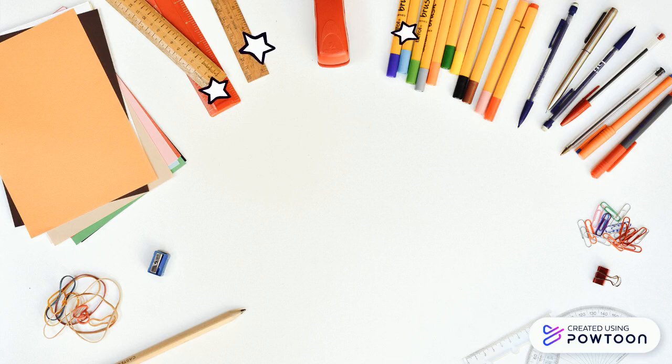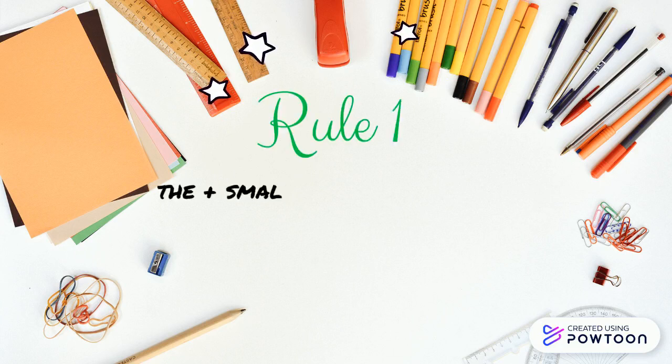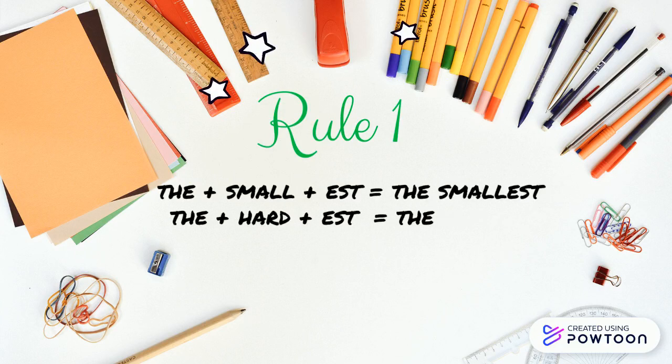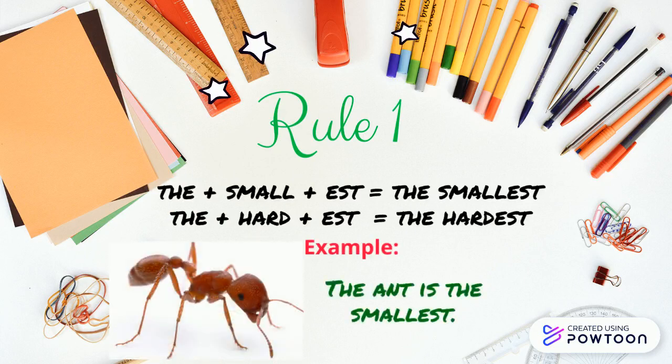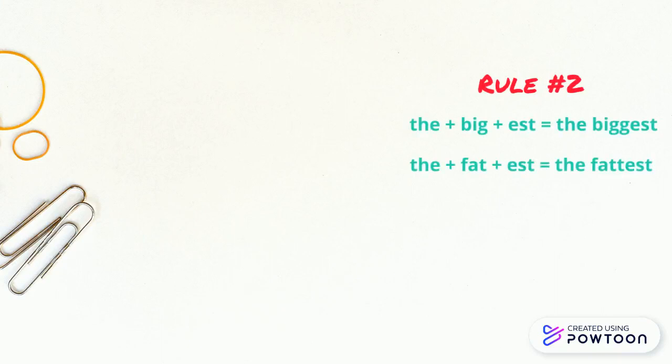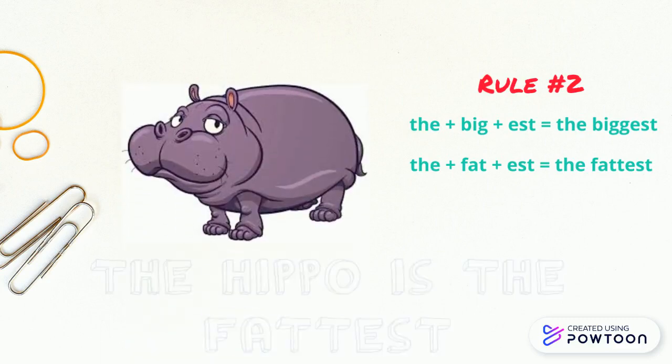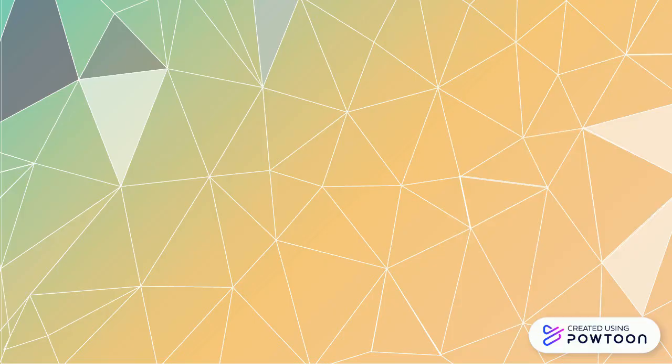Let's see the rules of superlatives. Rule number 1. For a one-syllable adjective, you just add "the" before the adjective and -est at the end of the adjective. For example, the ant is the smallest. Rule number 2. For an adjective that has one syllable in consonant, vowel, consonant, you double the last consonant and add -est. For example, the hippo is the fattest.